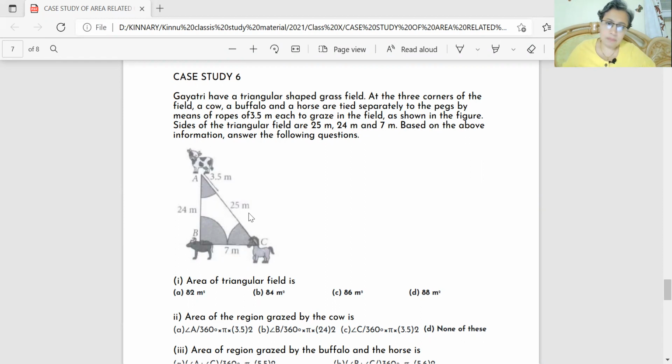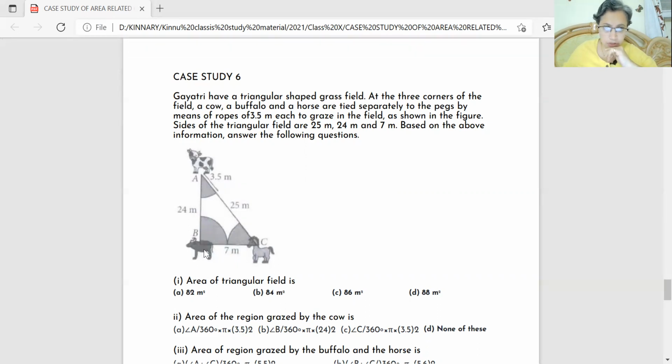So in this figure you have the cow tied here, here it is the buffalo, and here a horse, and they all are tied with a rope of 3.5 meter. Okay, so the radii will be the same for all three sectors. Okay, now let's move on. First question, area of the triangular field is. So first you need to find the area of the triangular field.